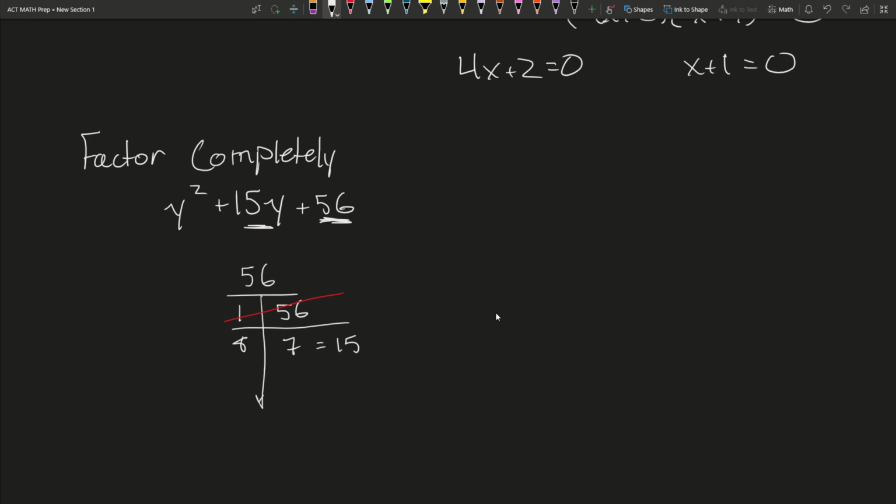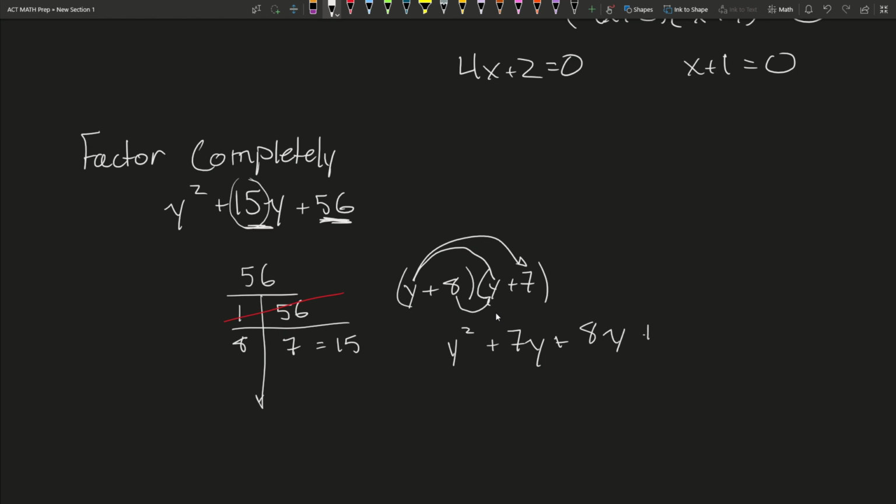Do those two things add up to 15? Yes, right? So because they add up to this middle term, it's going to be y plus 8 times y plus 7. And then you're done. All right, so if we check that, y times y is y squared. Y times 7 is 7y. 8 times y is 8y. 8 times 7 is 56. And then we have y squared plus 15y plus 56, which is equal to our original question. Okay. Questions about factoring, questions about lines, anything like that.